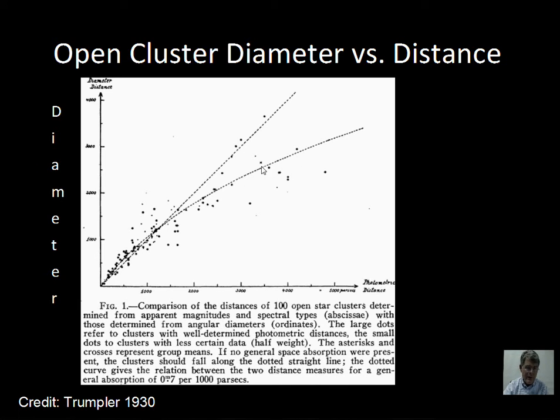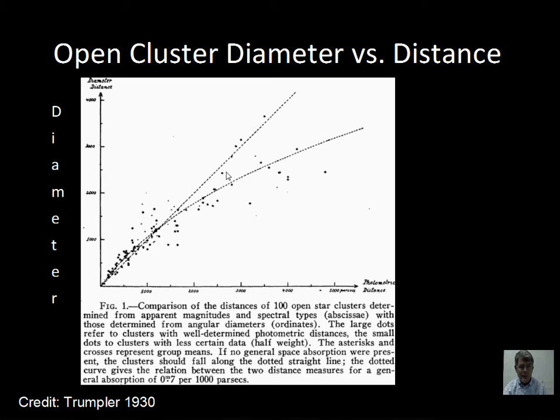So if the cluster is a long distance away, there's going to be more of this dust between us and the cluster, and the star's light dims down more. Dim objects are treated as farther away in astronomy. So before they knew about the presence of the dust, and before they could correct for it, they saw these clusters with dim stars. They were thought to be far away.